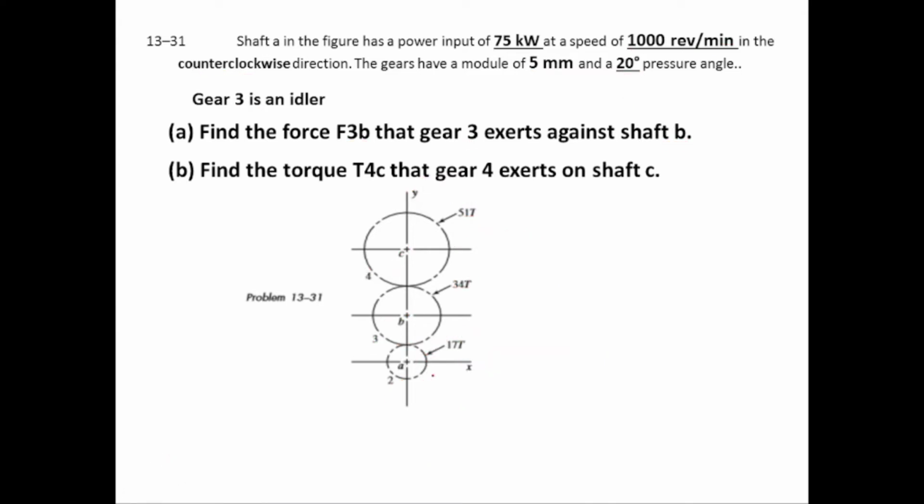We have to find F3B, that is the force exerted by gear 3 on shaft B. Let's say this is the shaft B. Now how the force will be exerted? Let's draw it in its direction. This is FB3, force exerted by shaft B on gear 3. Now F3B will be in its opposite direction. Further, we have to find the T4C, which is the torque exerted by gear 4 on shaft C.